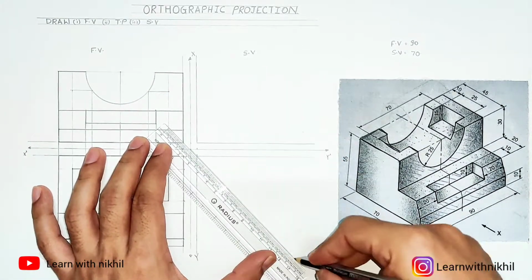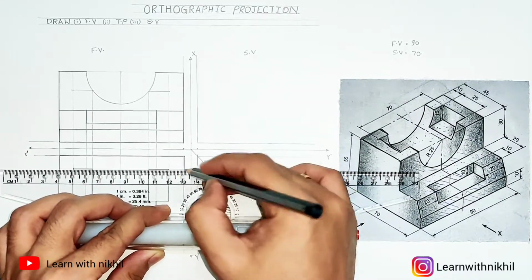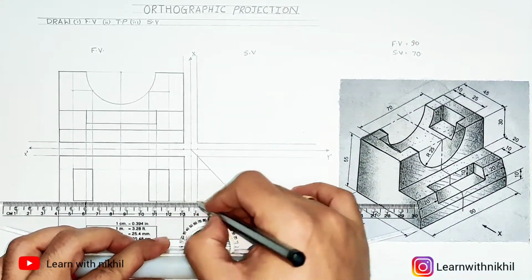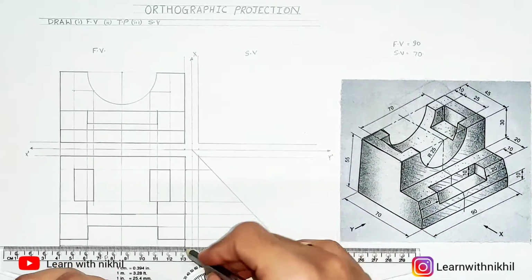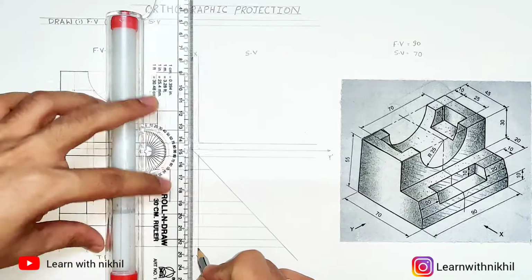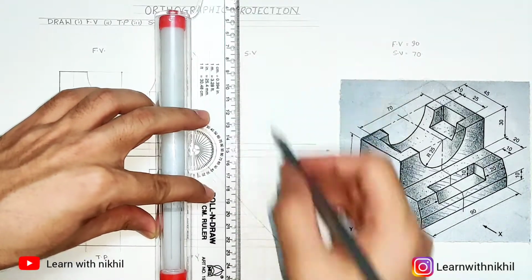Now moving towards the side view, you know the procedure: drawing the 45-degree angle line, then taking all the projections from the top view to the 45-degree angle line, and from that angle line to the side view, and taking all the projections from the front view to the side view.